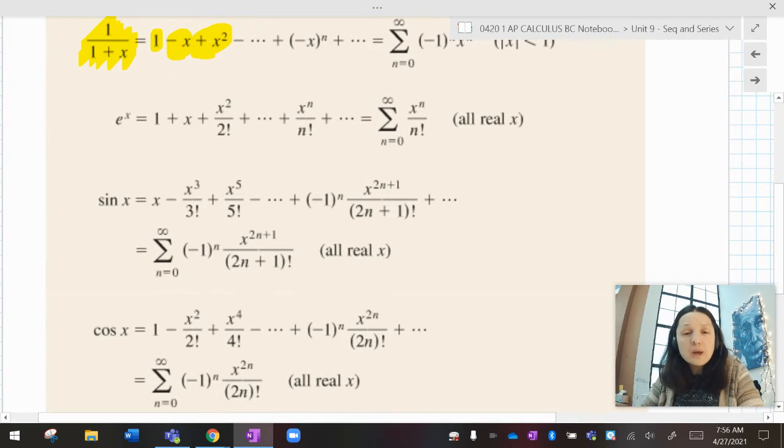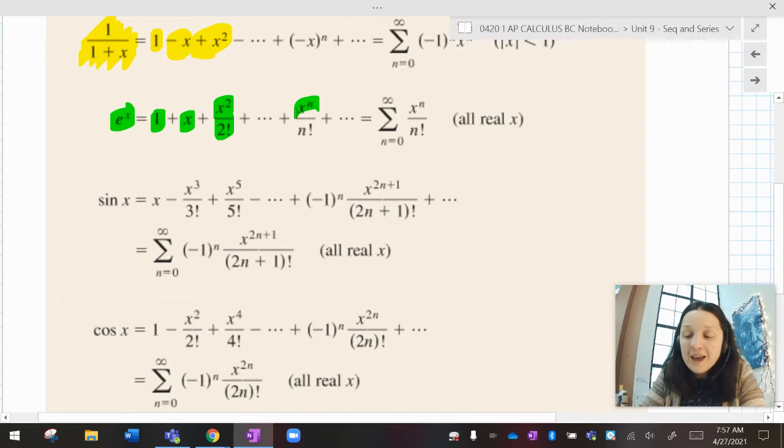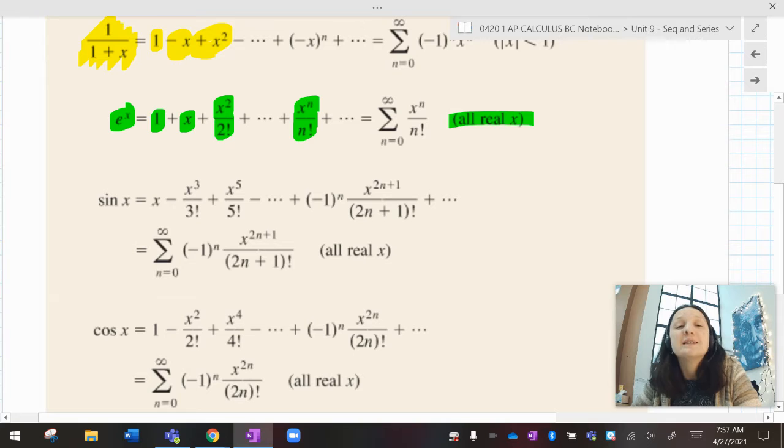When we come down here for e to the x, this one is easy to remember. Here's what I tell people. E is everything. The power series for e to the x is everything. 1 plus x over 1 factorial plus x squared over 2 factorial plus x cubed over 3 factorial plus x to the n over n factorial. And it's true for all x values. Its interval of convergence is everything. Okay, so E for everything because you have every term, even powers, odd powers, and everything is positive.